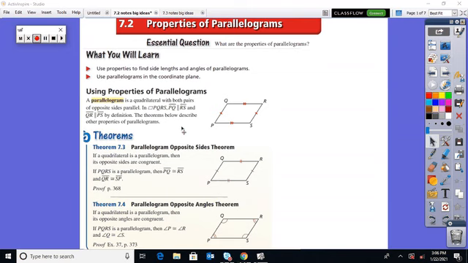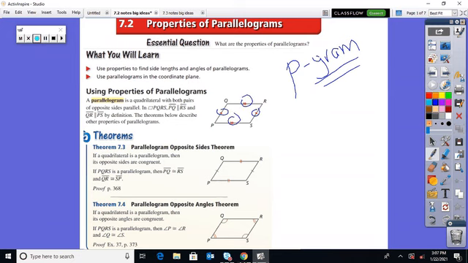And in this section we're talking about all things parallelogrammal, and that includes the definition of a p-gram, which I like to refer to them, p-grams. Save some syllables. The definition is you've got opposite sides parallel. So parallel, parallel, definition, parallelogram.